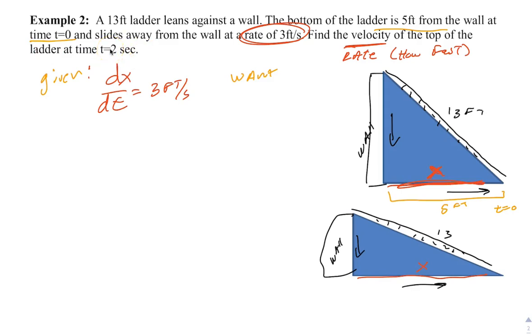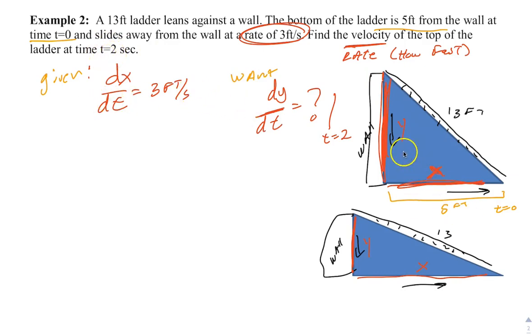Well, what's the top of the ladder? Well, that's this guy right here. So what we've got to do is label this whole side also. We already have this side as x. We need to name this side. Let's make that y. So what they want is the rate of the velocity of this y thing here. So we need a rate, dy dt. And we want this when time equals 2, at 2 seconds. So I have my given and my want.